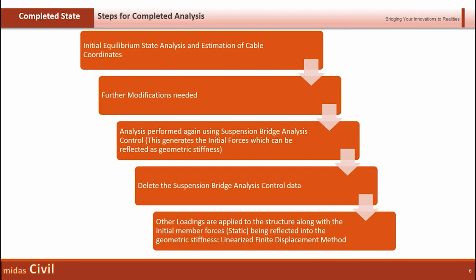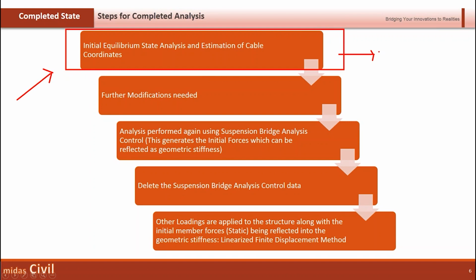Then we do other modifications that are needed, like adding boundary conditions and all the structural modifications that we need, and then we perform the analysis again in order to optimize the initial forces that we got. It will again change the cable coordinates according to the modifications you have done. The initial equilibrium analysis we'll be doing by wizard, and once we do it by wizard, the software generates the initial forces.